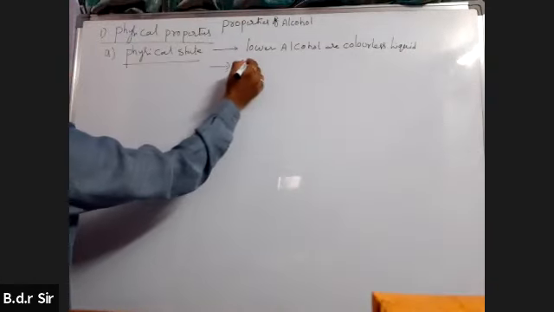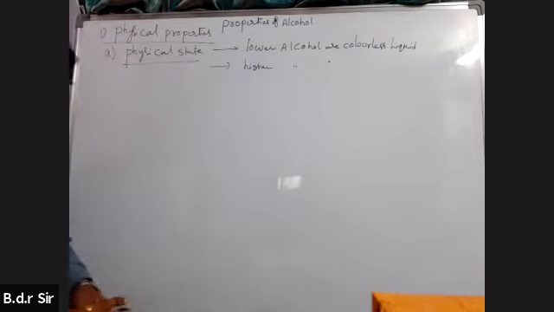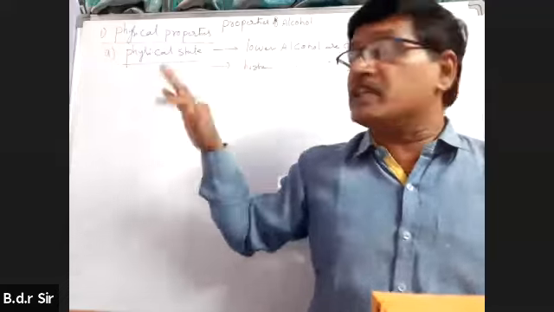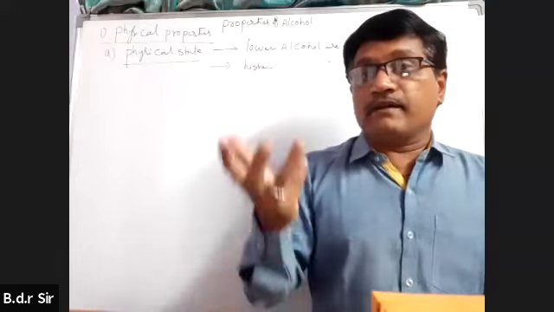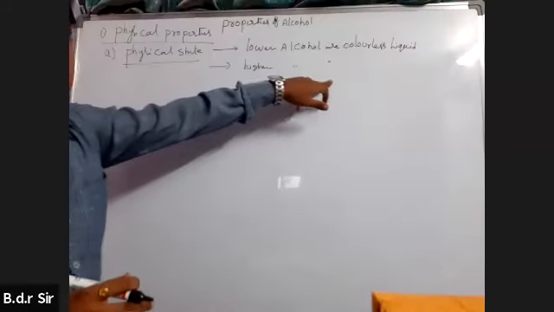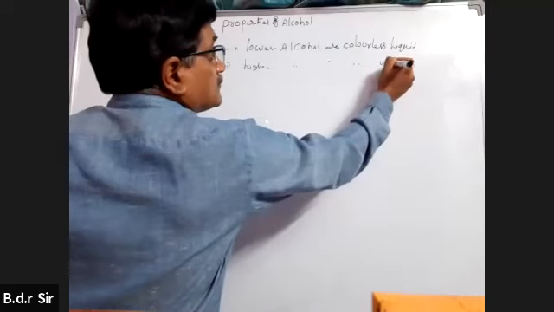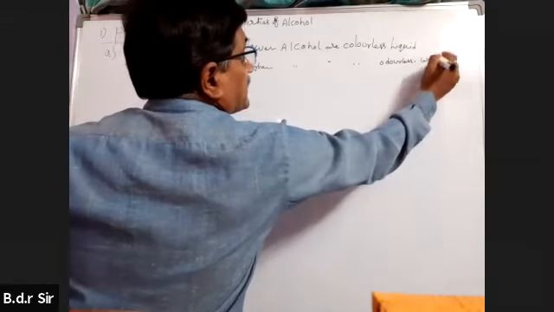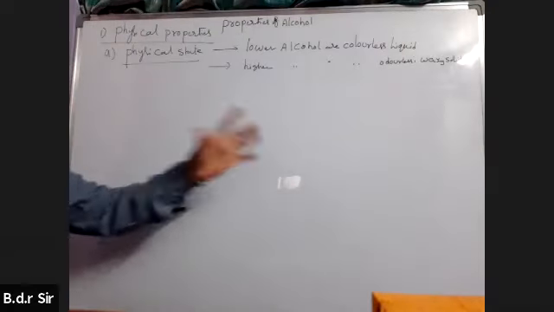If we take higher alcohol, you know the higher alcohol is greater than 11 carbon atom alcohols. C1 to C11 carbon alcohols are lower alcohols. They are colorless liquids. Higher alcohols are colorless, odorless, waxy solids. Okay, this is the physical state.